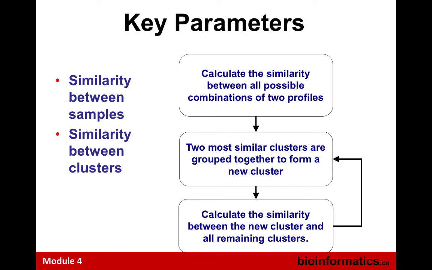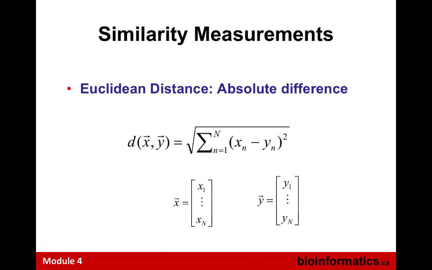So the key parameters are similarity between the samples and similarity between the clusters. Based on the question, it should be similarity between the samples, similarity between the features, because you can cluster across the variables. You should understand that. We're just doing a calculation, merging them and recalculating. Unless you are going to write code yourself, I'm not going into details, because it's all been done in a program.